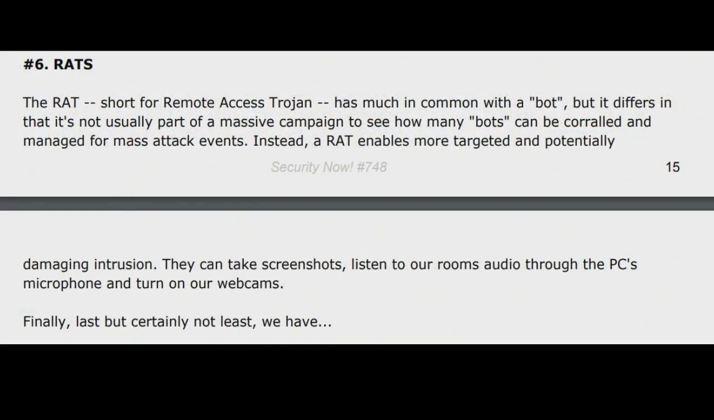Second to last, at number 6, is RATs. I wish it had a more distinctive acronym, because it's never clear when I'm talking about a rat what I'm talking about. But it stands, of course, for Remote Access Trojan. It's got a lot in common with a bot, but it differs in that it's not usually part of a massive campaign simply to see how many bots can be corralled and managed for mass attack events. Instead, a RAT enables much more targeted and potentially much more damaging intrusion.